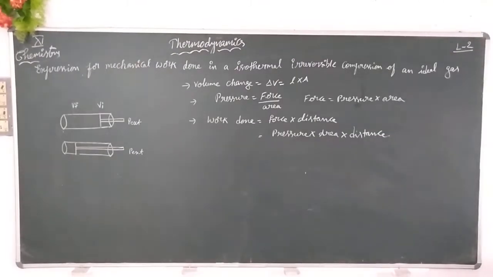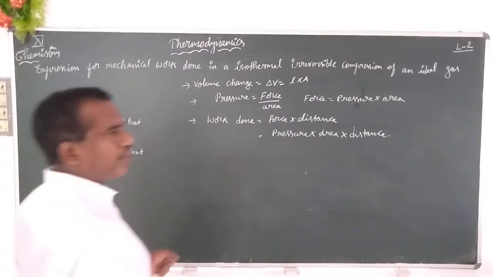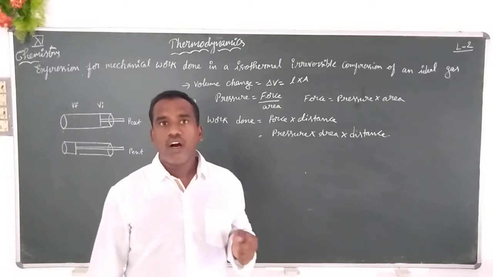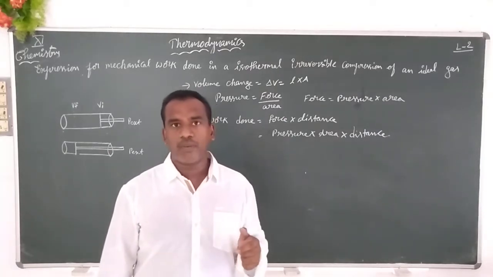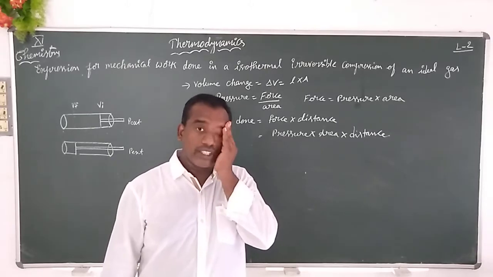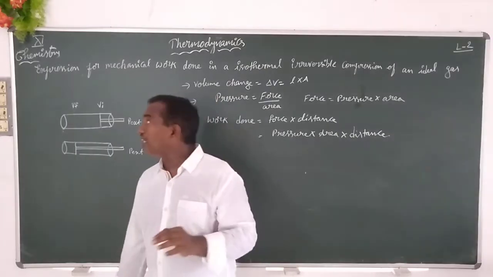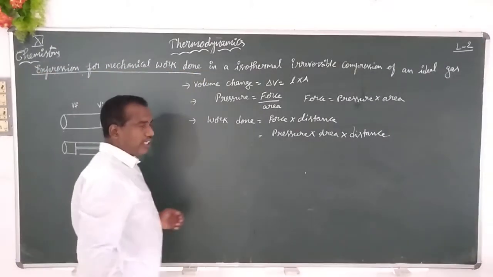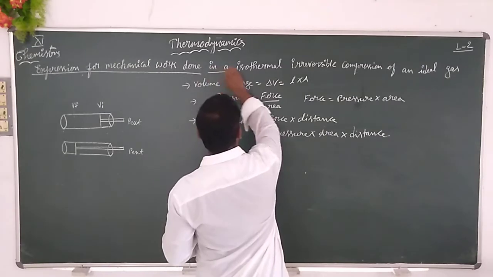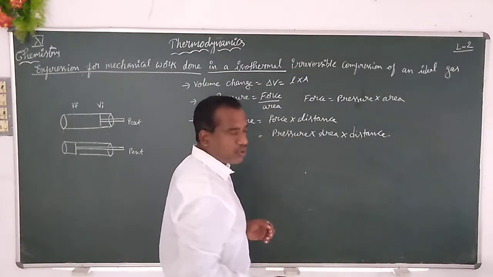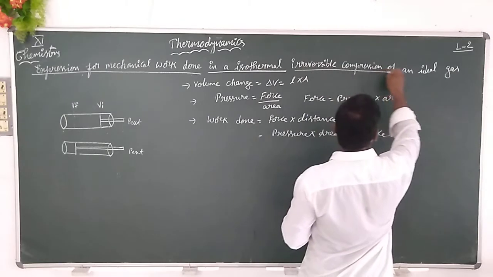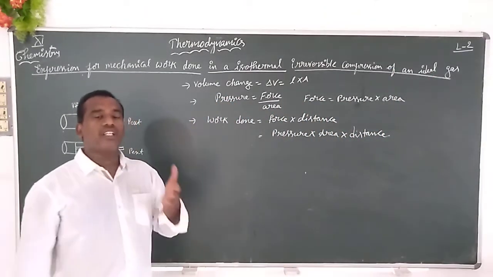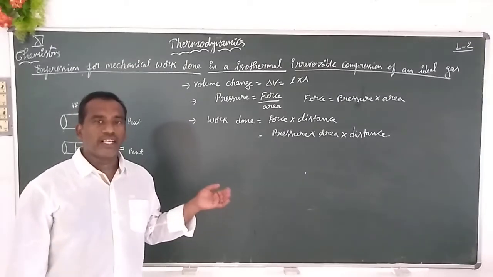We are now having a glance at a very important concept in the basics of thermodynamics. Already we learned what is called a reversible process and what is called an irreversible process. So here we are deriving one expression for mechanical work done in an isothermal irreversible compression of an ideal gas. It is an irreversible compression. It means after you compress, it is not getting back into the normal state.